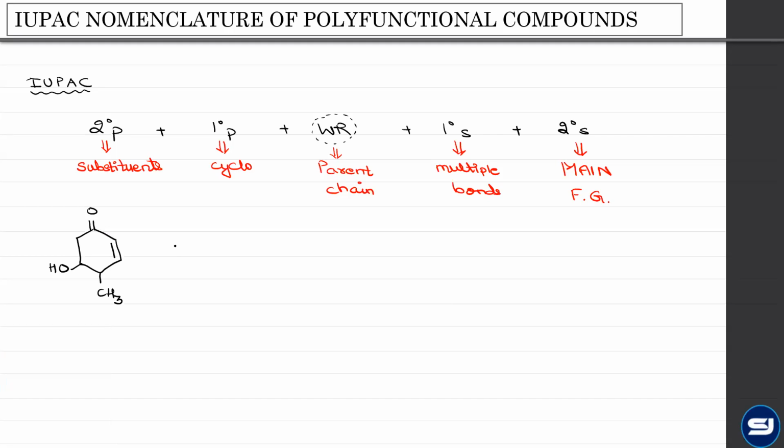So, to name the polyfunctional compound, there is a set of questions which we have to ask. First question: how many functional groups are there? Five functional groups. How? The cyclic ring is the fifth. No, that is not a functional group.